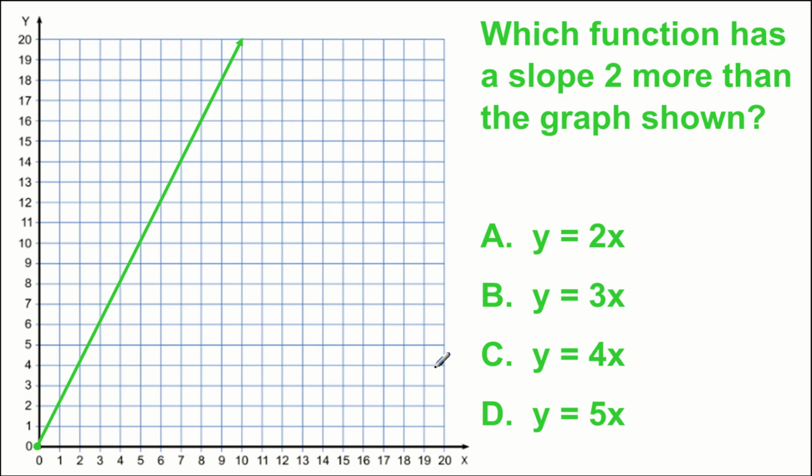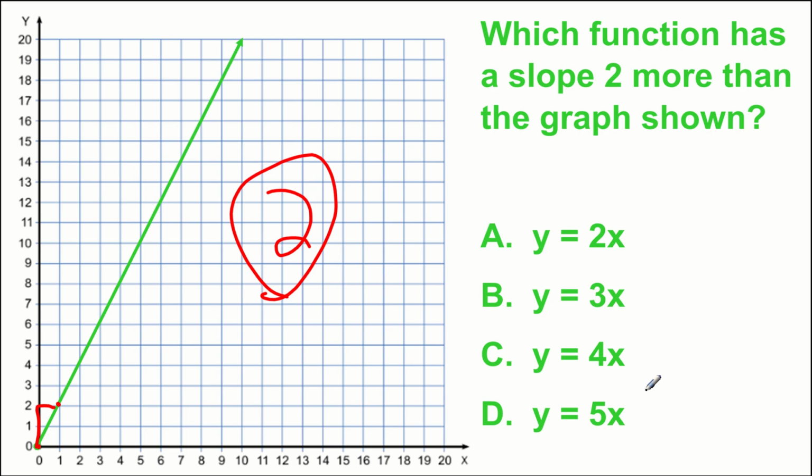All right, so this one's tiny. I'll help with the graph. Graph here, I got a point here. I got a point right here. My rise is 2, my run is 1. That means my slope on this graph is 2.